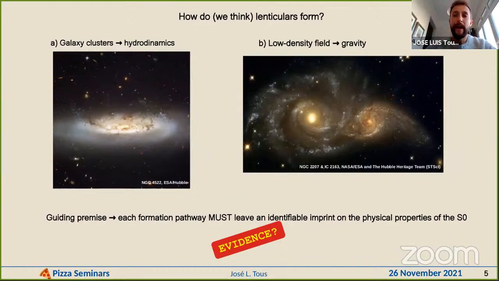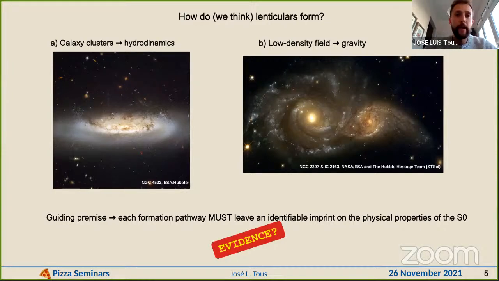So I hope that more or less at this point, you are convinced that such different mechanisms should yield their own imprint on the resulting objects, on the properties of the resulting galaxies. I think that this phrase would summarize quite well the main motivation behind my PhD thesis. And as I said at the beginning, this is a debate that is still alive because there is no consensus regarding the origin of these galaxies.